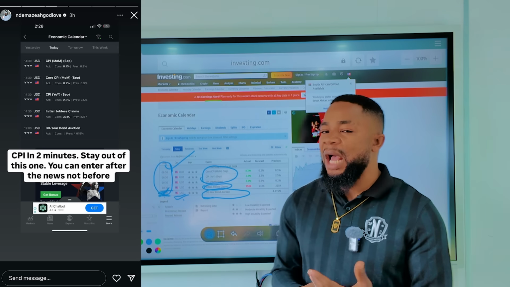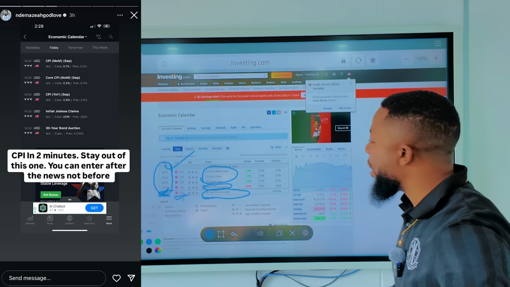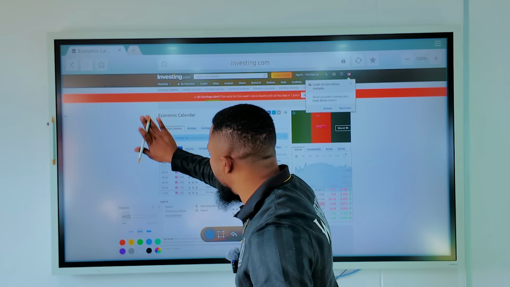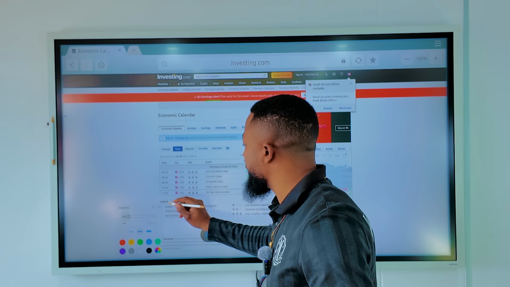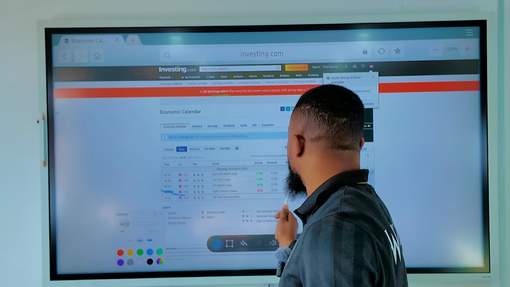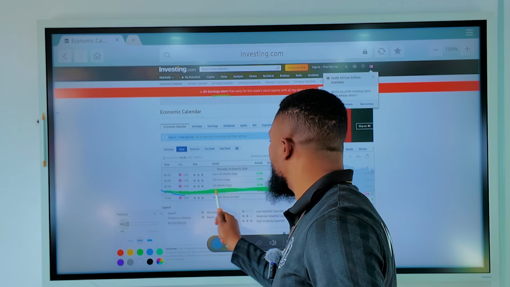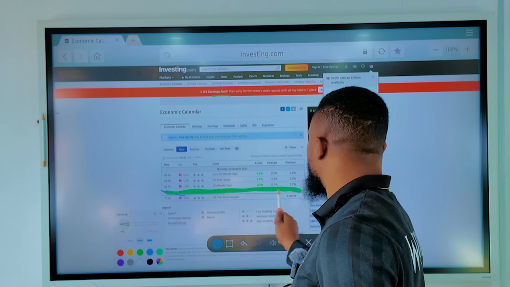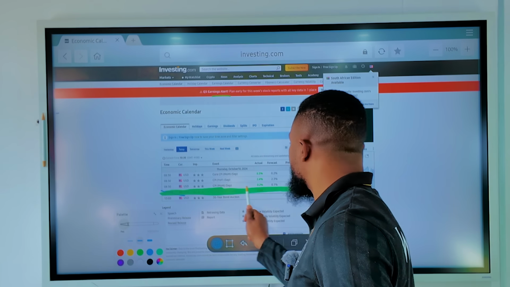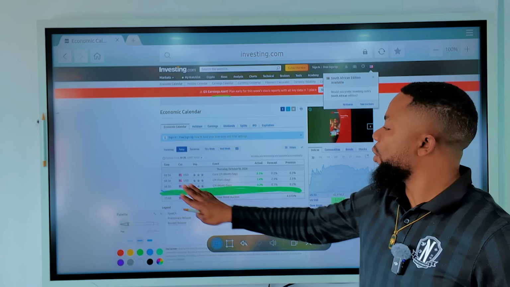Now let's just assume the news was coming out and it was just CPI without initial jobless claims. Let's just say initial jobless claims wasn't coming out at the same time. Let me just blur this out. You can see this, let's say it was just CPI.